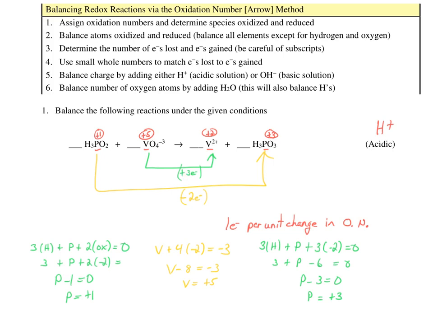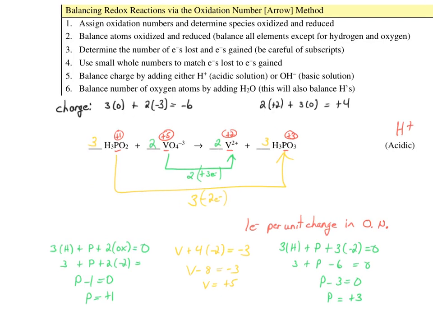We want to match the electrons lost to electrons gained. So the coefficients associated with phosphorus need to be multiplied by 3. Those associated with vanadium by 2. So now we have the number of electrons lost equal to the number of electrons gained. The next step is to balance for charge. And looking at reaction conditions, we see it's acidic. So when we're balancing for charge, we want to add H+ ions.